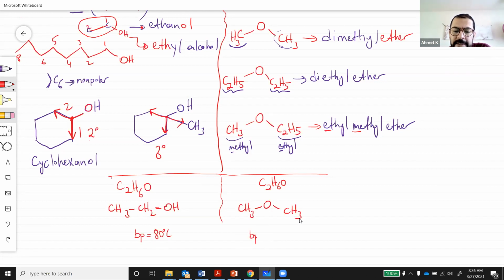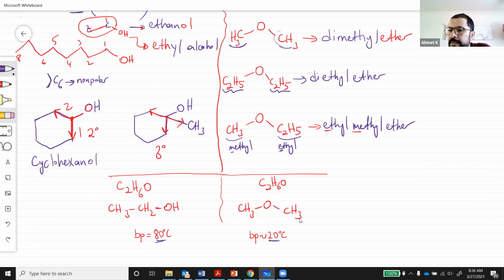Again, I don't know the exact boiling point, but it's around room temperature, meaning around 20 degrees Celsius. Okay, you see the difference right here? There's a huge difference, 80 to 20.